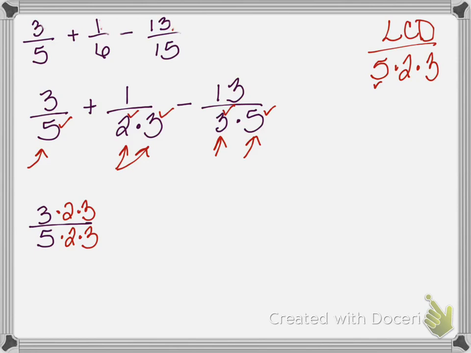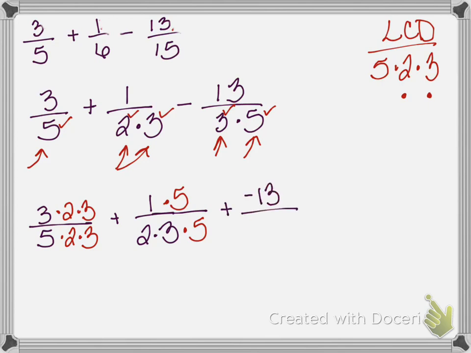Okay? So now I'm going to go to the next one. For this one, I already have a 2 and I already have a 3. But what am I missing? I'm missing the 5. So I've got to write down the 5. And I have to write it in the numerator and the denominator. Now, I'm going to go ahead and write this as plus negative 13. I have a 3 and I have a 5 in my denominator. What am I missing? The 2. So I'm going to write down the 2.